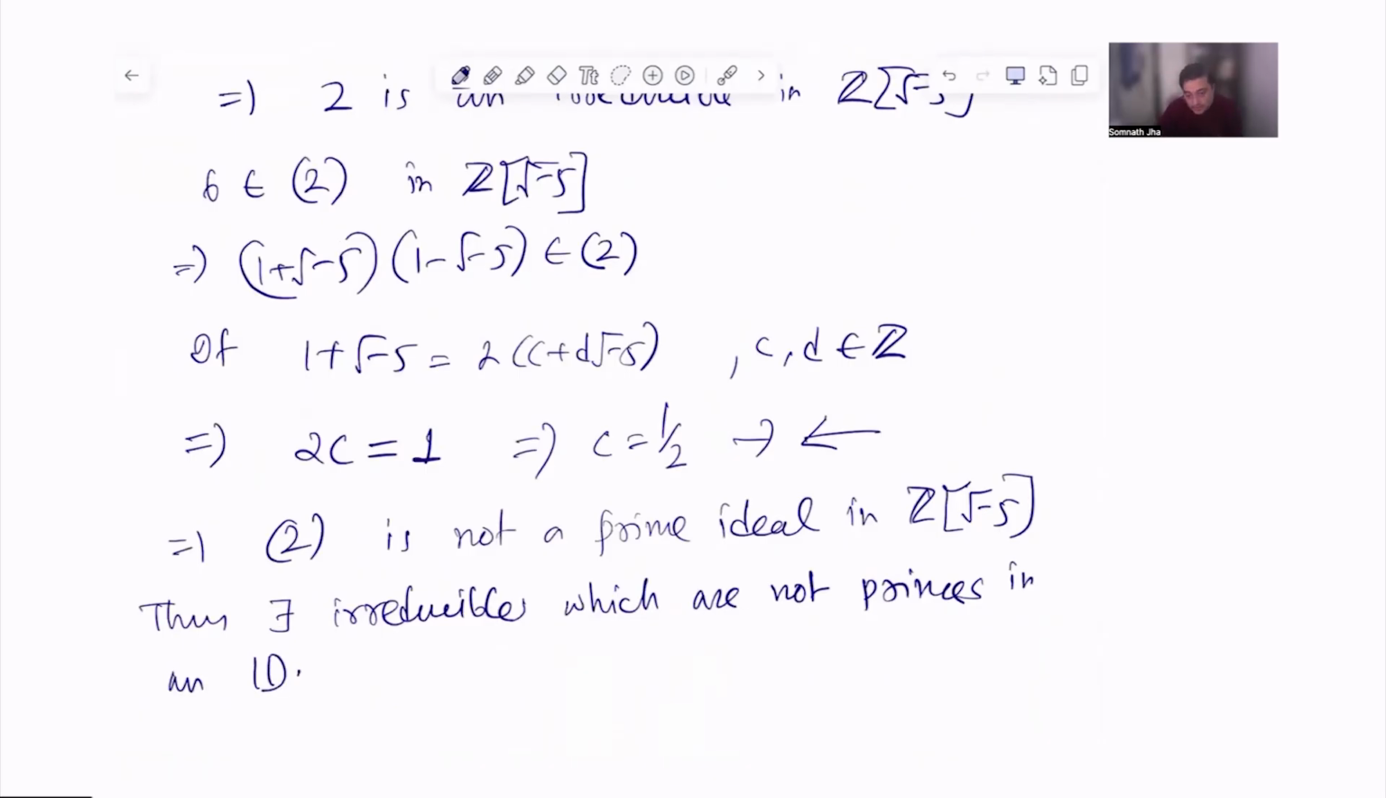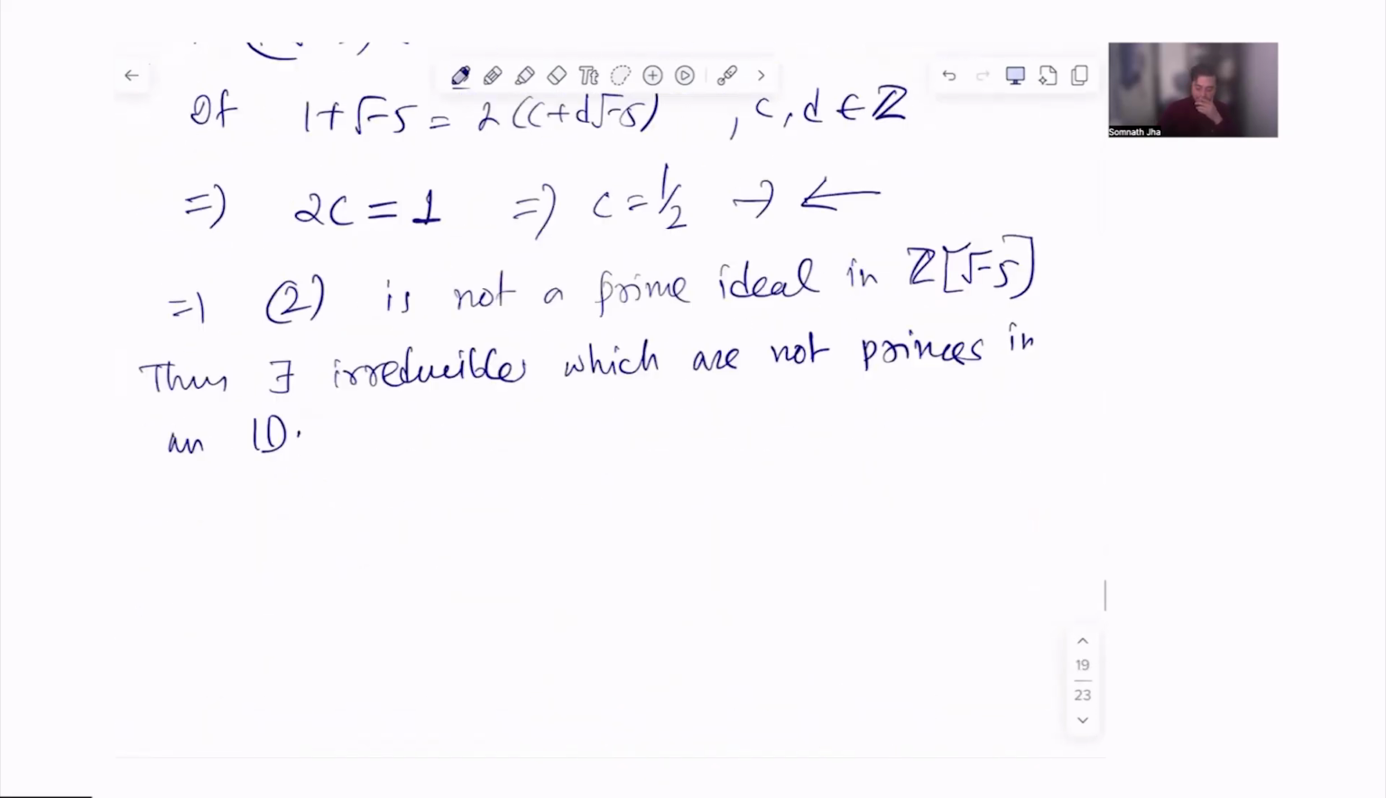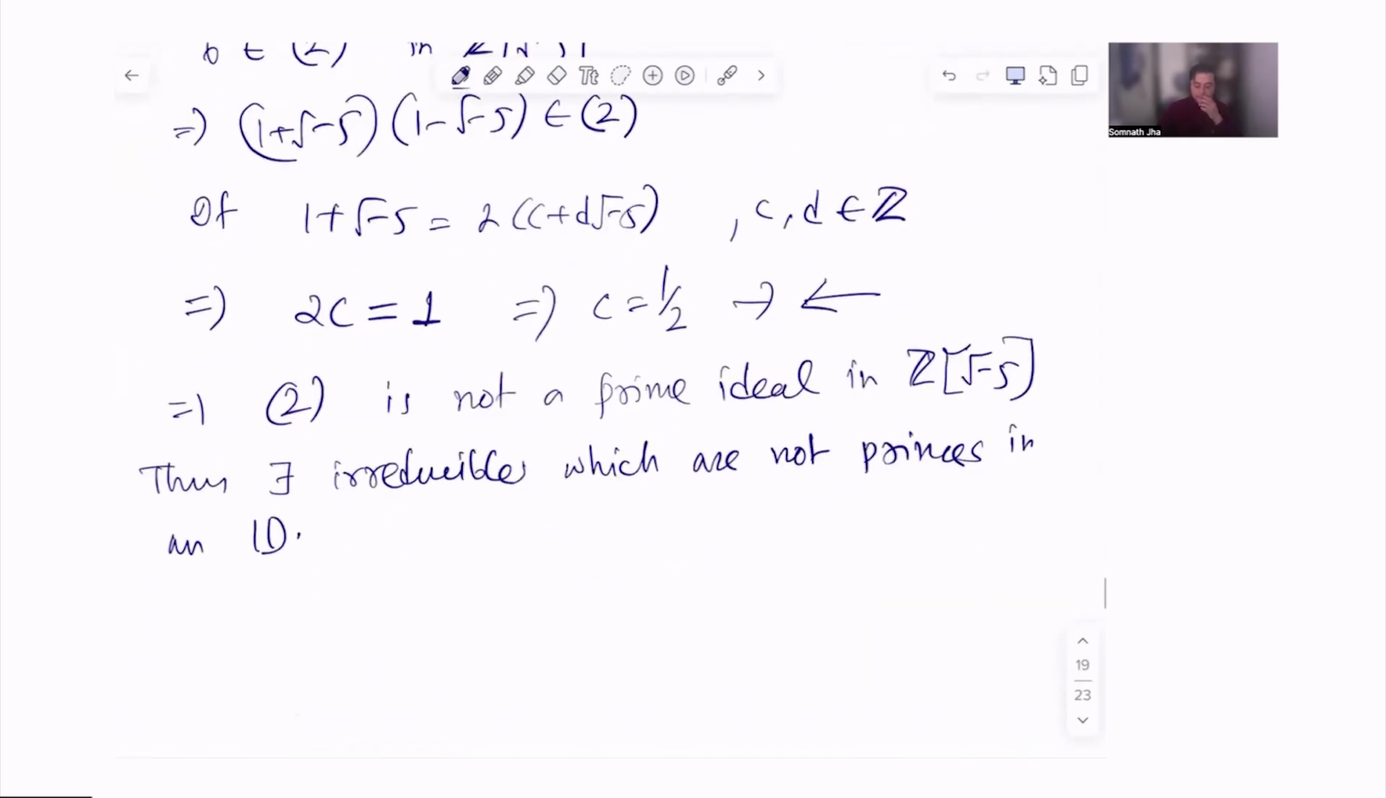So this will be the central question we'll be studying. As I said, we'll be studying quadratic rings, and we want to understand when this happens, when some irreducible need not be prime. Okay. So 2 is an irreducible element, but it's not a prime. So we saw in every integral domain primes are irreducible, but irreducible need not be prime. This is an example. But in a PID, we have seen irreducibles are primes. Okay.